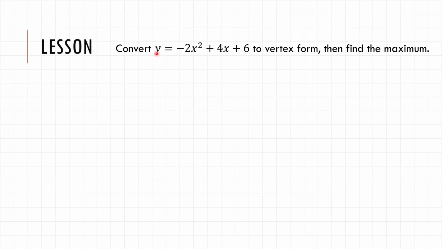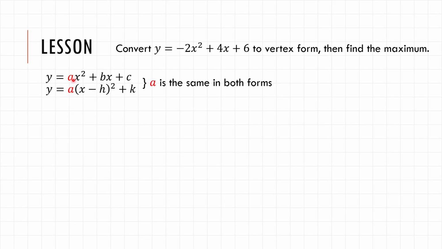So can we convert y equals 2x squared plus 4x plus 6 to vertex form and then use that to find the maximum? Well, in this case, the a value here is 2, and I think I can actually factor that out of all three of these. And one thing to note is vertex form of a quadratic also has an a value, and these are the same in both forms.